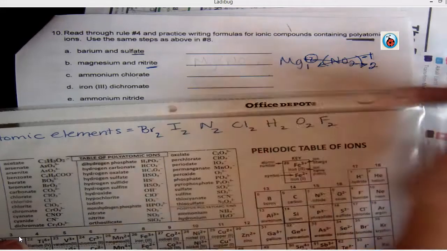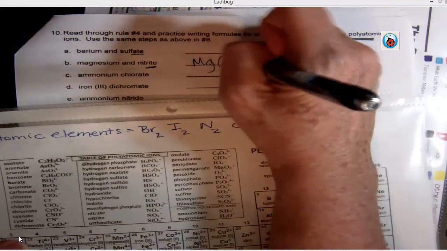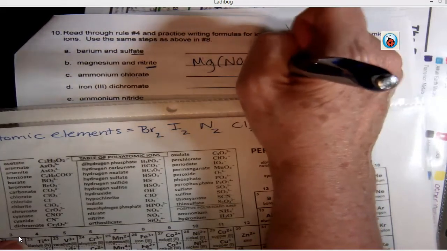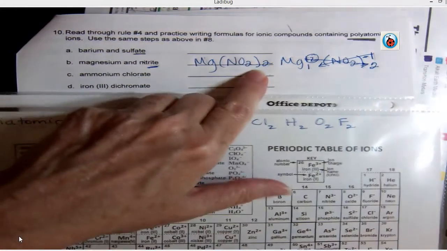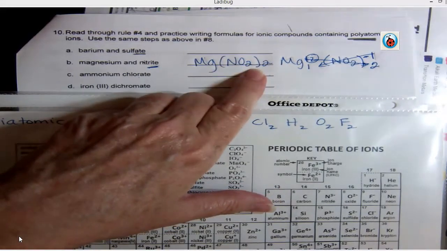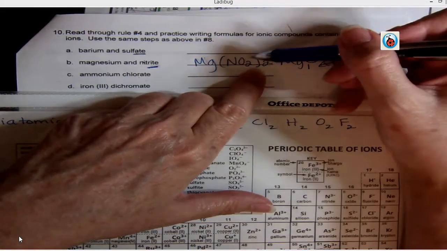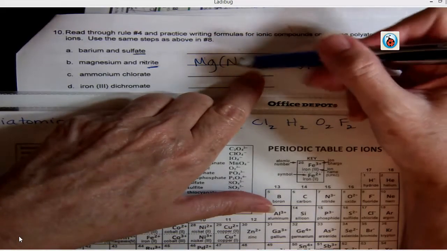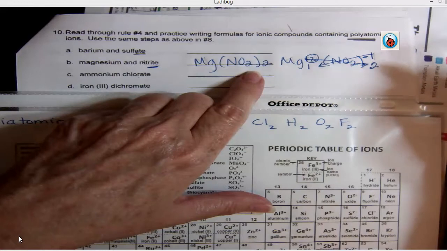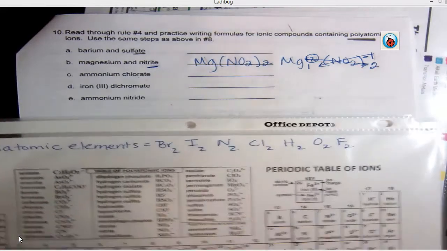So this is important. I have 1 magnesium and how many of these nitrites? 2. You have to have the parentheses, otherwise it would look like 22 oxygen. So I need parentheses. Again, make sure it's outside. Do not change anything inside the parentheses. All right? Let's look at C.